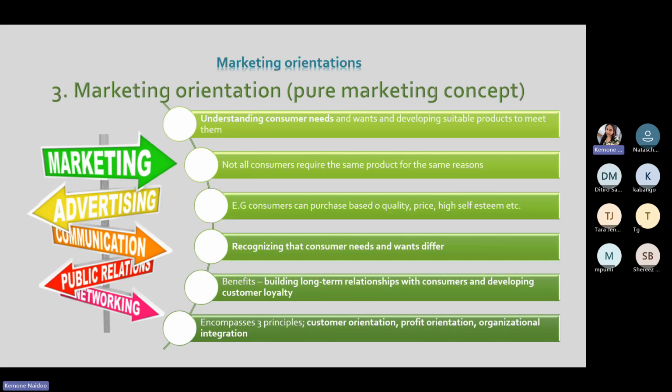When we look at the marketing orientation concept, this is a pure marketing concept, which means that this encompasses your customer orientation, profit orientation, and it also looks at doing a lot of market research, integrating that into your promotional activities, integrating it into sales techniques, and those types of things.